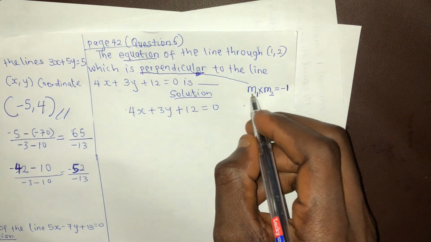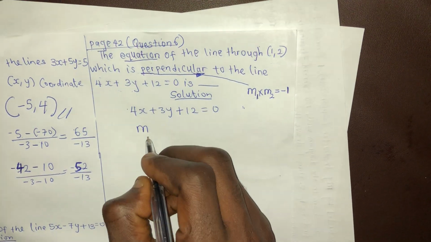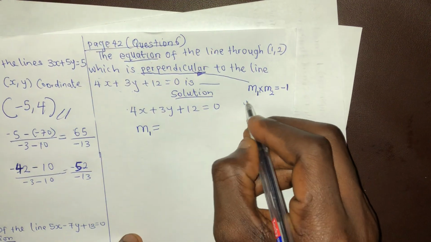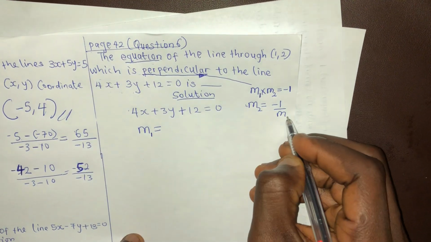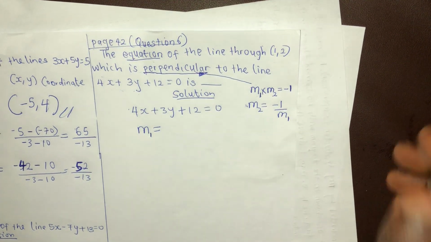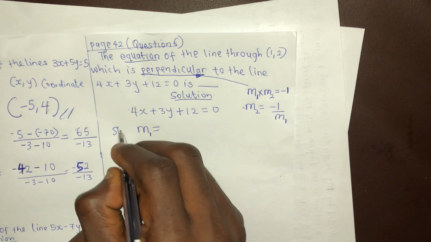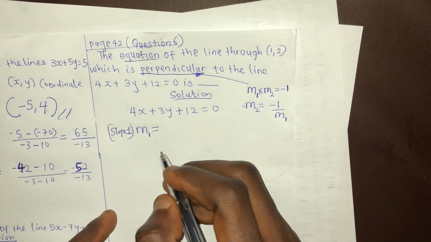So let's say I know the slope of this, m1. I know m1 because I'm about to get my m1. What's my m1? And if I know my m1, to get my m2 is simply the negative inverse of my m1. As simple as that. So let us find our m1, which is the slope. That's what m1 represents.